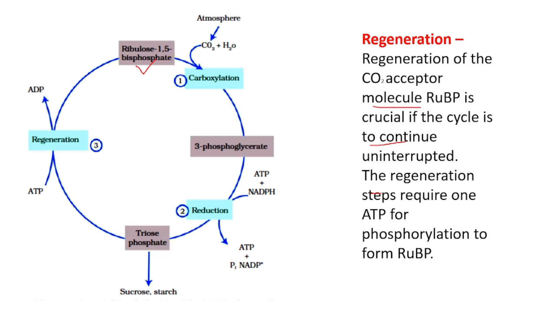The regeneration step requires 1 ATP. So 1 ATP is being used for the phosphorylation. So this completes the 3-step Calvin cycle, that is carboxylation, the fixation of carbon dioxide, then reduction of 3-phosphoglycerate into triose phosphate, and then there is regeneration, step number 3, the regeneration of ribulose 1,5-bisphosphate.